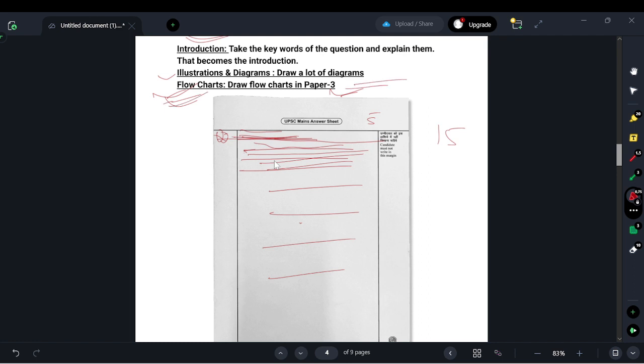If you are drawing a flowchart, it will help them concentrate their mind on this thing. And if you have already shown everything that they are asking in the question, they will give you good marks. So if you are not able to draw any diagram, try to draw a flowchart.